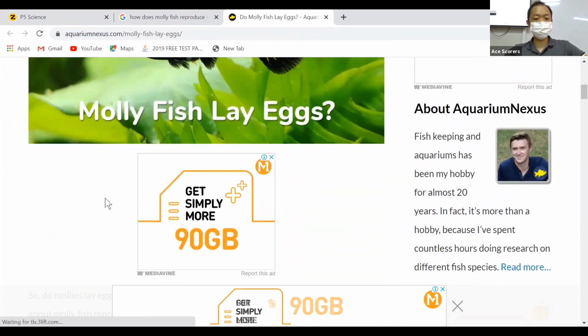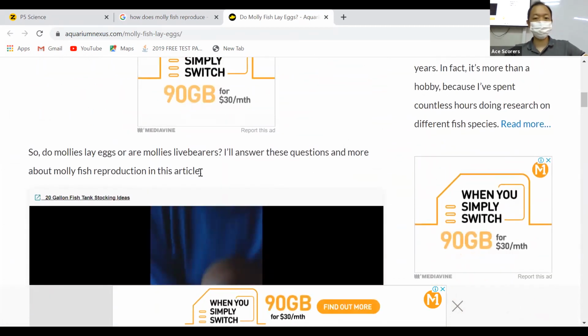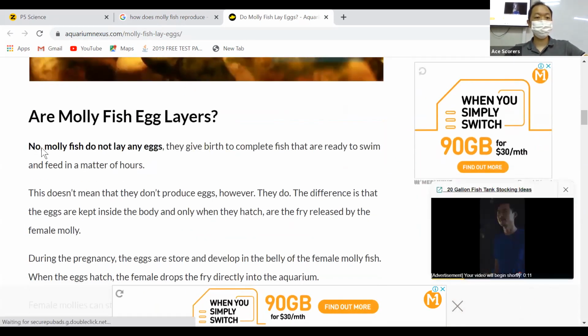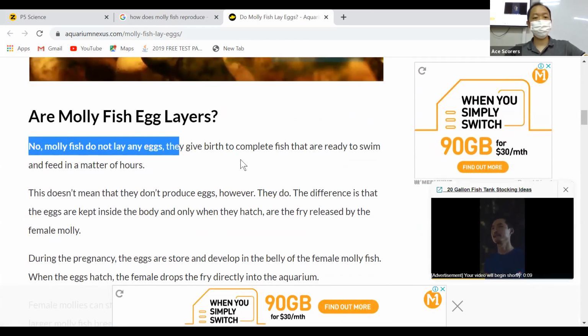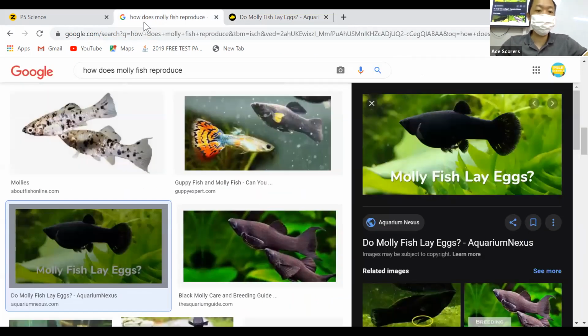How do mollies reproduce? Do mollies lay eggs or are mollies live bearers? Answer this question. No, molly do not lay eggs. They give birth to complete fish that are ready to swim in a matter of hours, right? Yeah, so if they do reproduce, that's great. I can sell some of the fish because each one costs me about $1. Just wait for like 50 years and there's gonna be a bunch of fish.